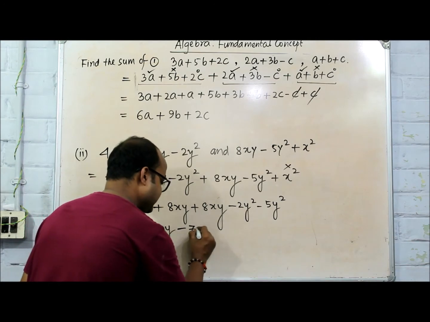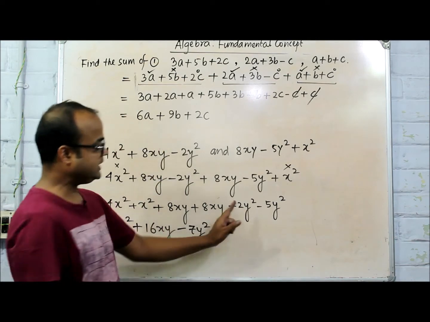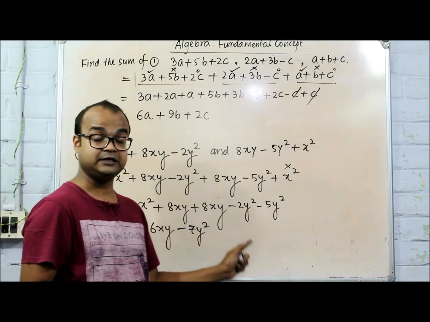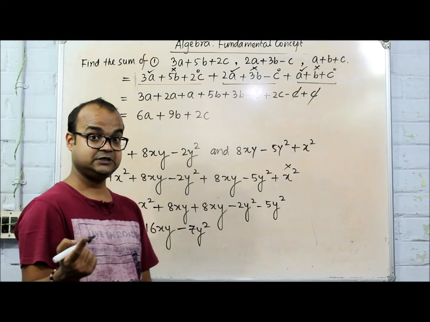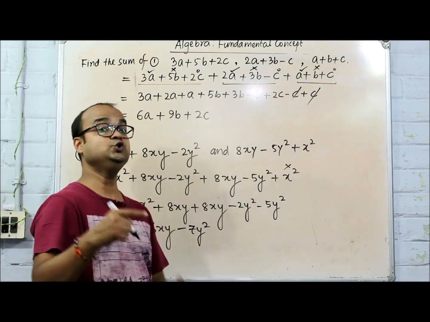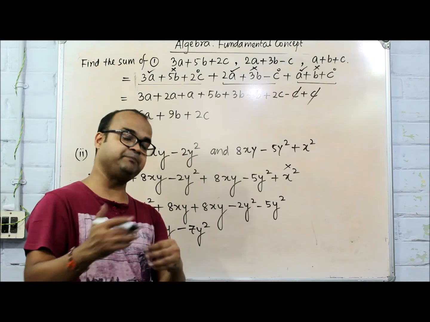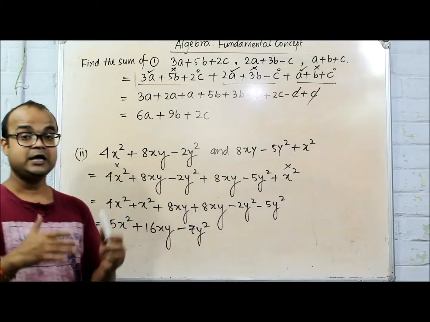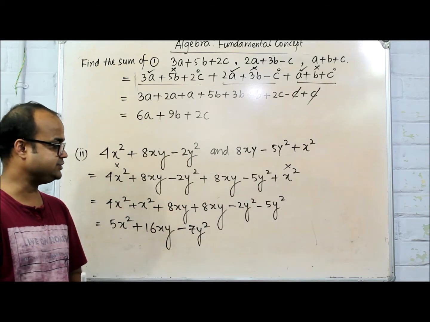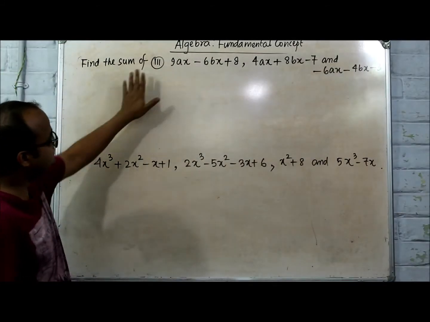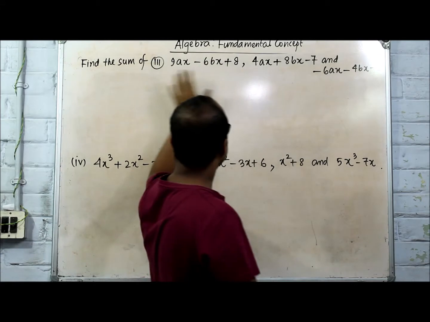So minus 7y square. Sometimes friends commit this mistake: they see minus, they make it plus and then add. Don't commit those mistakes. Same sign, we need to add. We are not performing multiplication. Multiplication we will discuss separately, and we will discuss how the sign change will occur there. Let's solve these two problems.